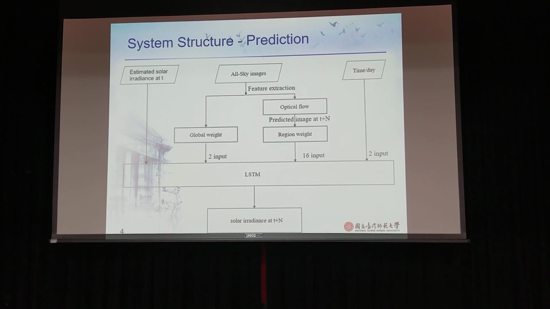Then, this is the structure of the solar irradiance prediction system. The difference from estimation is that for the local part, the optical flow method is used to generate the predicted cloud shadow map at the next moment, and the regional weight is extracted from it. The irradiance estimation result is calculated by the previous structure. And finally, we use LSTM to train the prediction model.